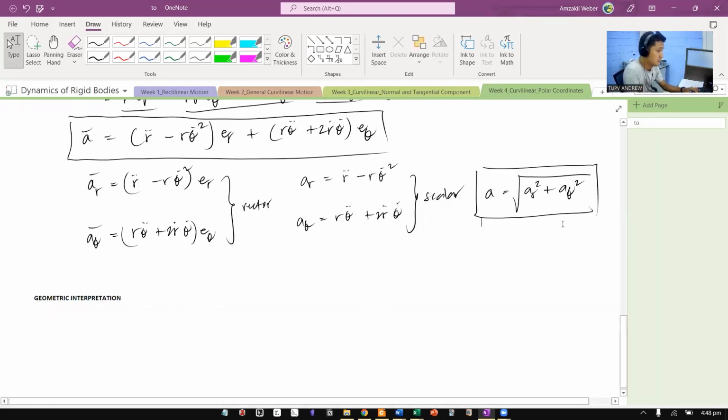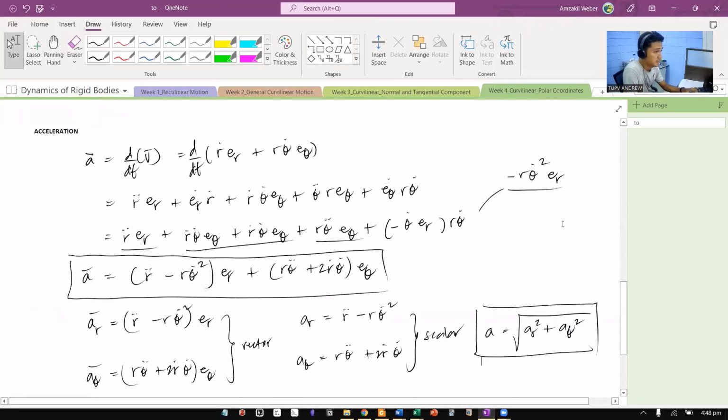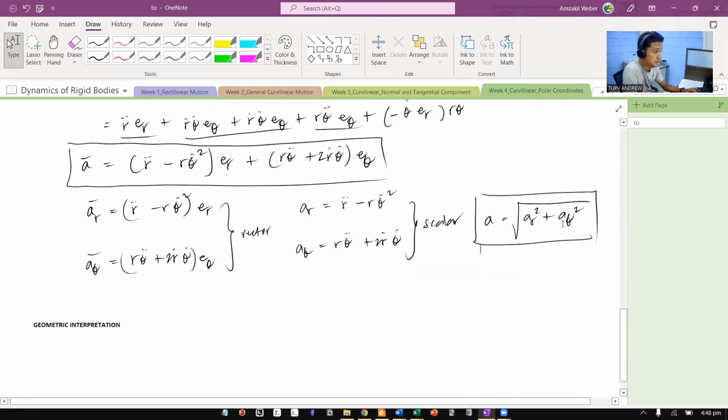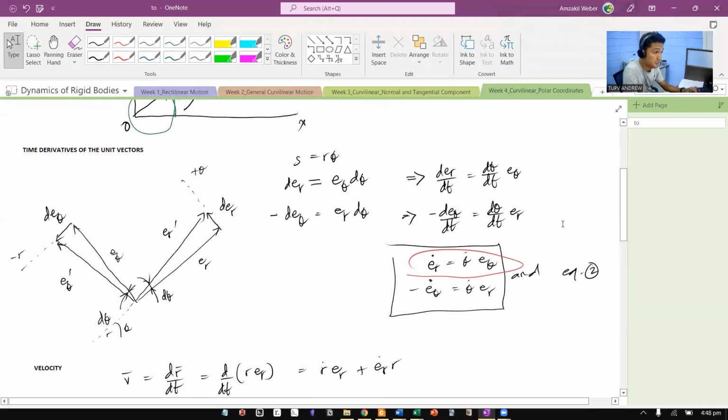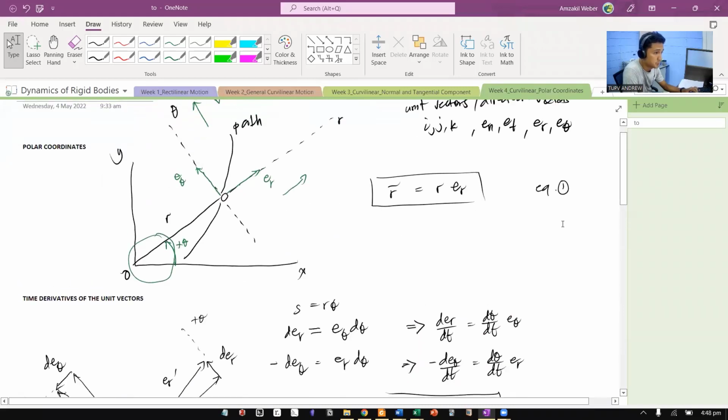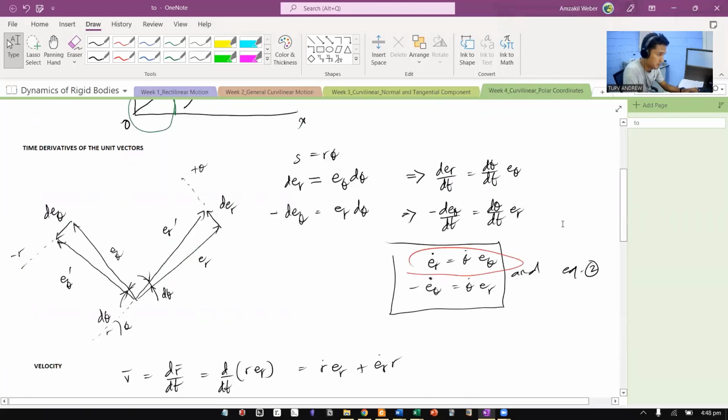Okay, so these are the derivations for velocity and acceleration using equations from deriving the unit vectors and the position vector.